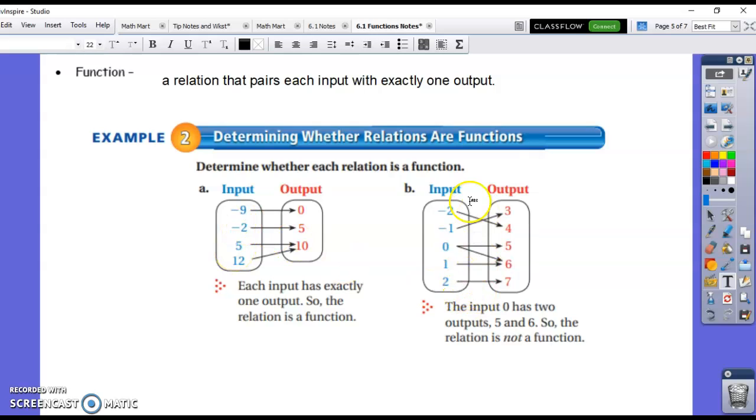So if you look at letter B here, -2, 1 only has one output, -1 only has one output, but look at 0. There's two arrows going away from 0. So 0 has two outputs, so that would not be a function. Okay.